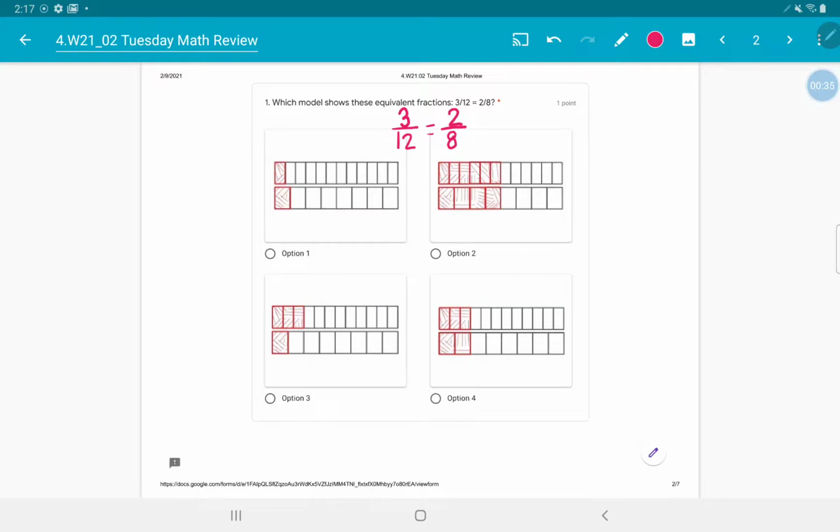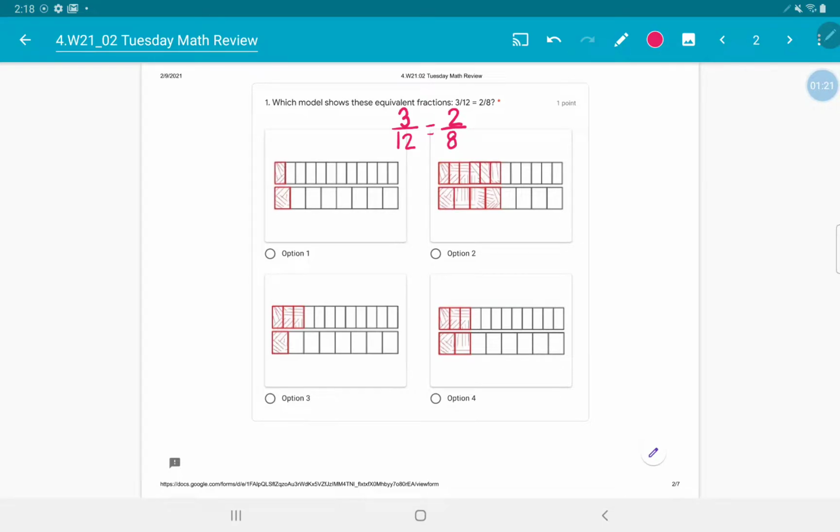So for fractions to be equivalent, the whole has to be the same size. Amy, what else has to be true? How can I look at these and tell if they're equivalent or not? Justice, how can I tell if they're equivalent or not? You can tell if you look at the things and look at the lines, you can see if they add up to each other.